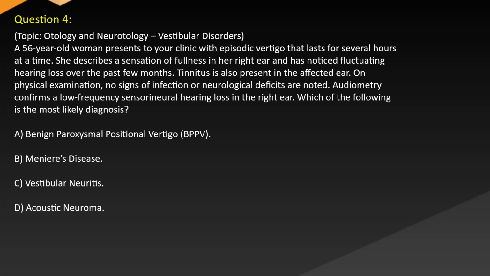Question 4. Topic: Otology and Neurotology. Vestibular disorders. A 56-year-old woman presents to your clinic with episodic vertigo that lasts for several hours at a time. She describes a sensation of fullness in her right ear and has noticed fluctuating hearing loss over the past few months. Tinnitus is also present in the affected ear. On physical examination, no signs of infection or neurological deficits are noted. Audiometry confirms low-frequency sensorineural hearing loss in the right ear.